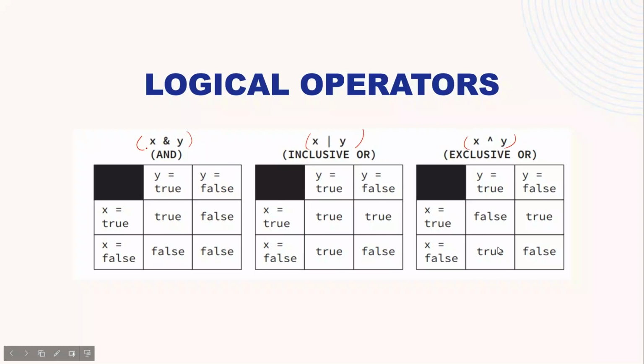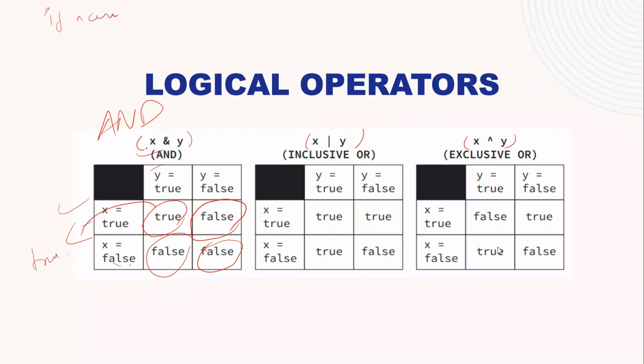Now this is the truth table or the truth diagram, whatever you want to say. In the case of the AND operator, it says if X is true and Y is true, then the result becomes true. X is true, Y is false, result is false. False and true, false. False and false, false. So in only one condition is the result true, where both X and Y are true. So you can just say if X and Y are true, then the result is true in the case of the AND operator, right?